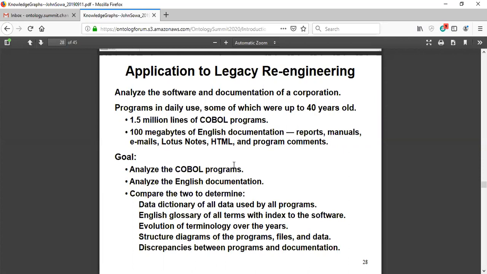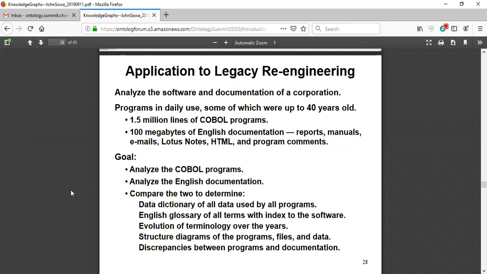And also show how the glossary and the technology has evolved, the terminology has evolved over the years, and then provide structured diagrams of all the programs, files, and data, and show discrepancies between programs and documentation. So show where there are errors in the programs. Now, it doesn't discover all errors, but at least it discovers some errors between the documentation and the programs. So that was the application.